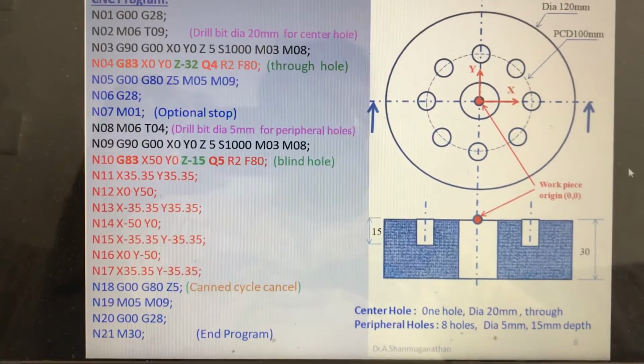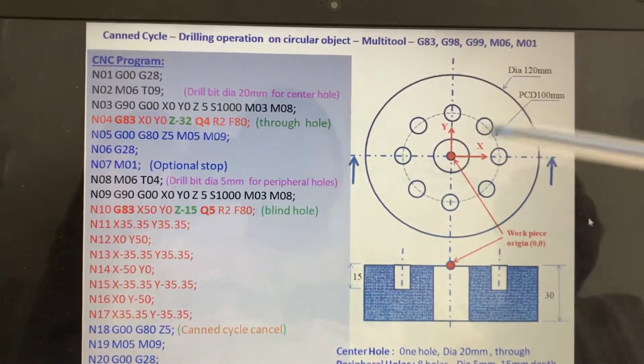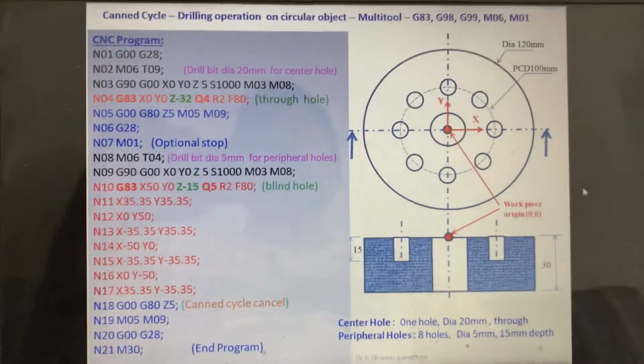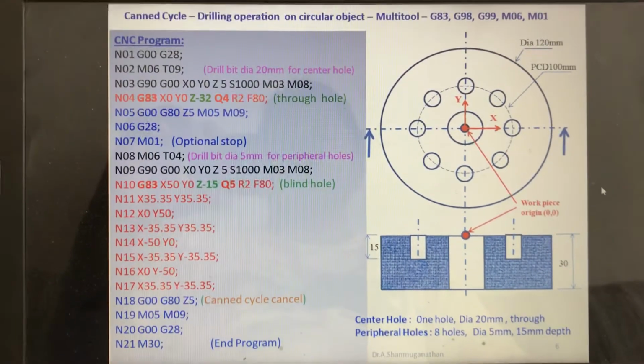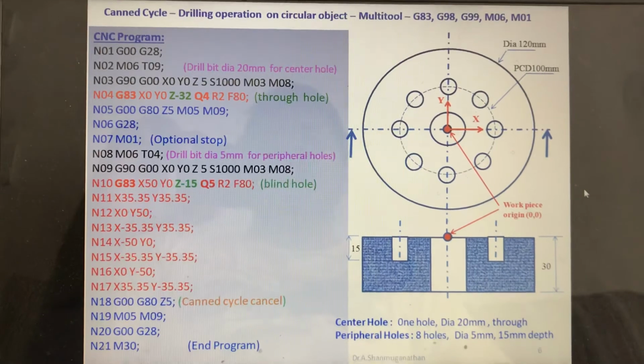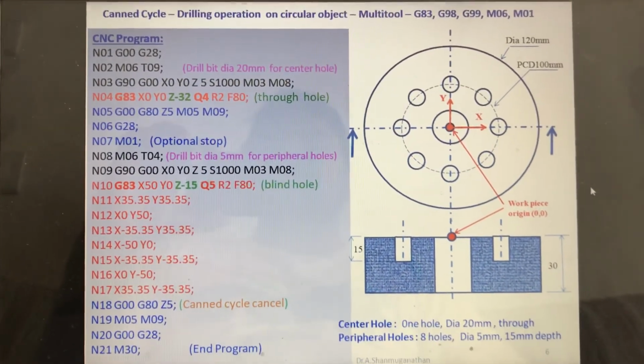So this is how to program for this kind of workpiece, which has two different cutting tools. This is similar to the previous problems. Only thing, this is having a circular profile. So that's it about this program. Thank you all.